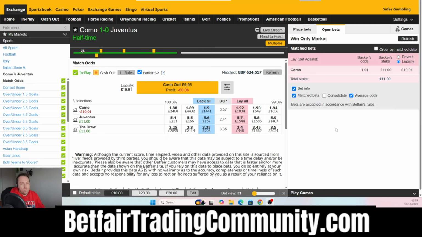If Como goes 2-0 up, there might be a spot where I want to lay them at, say, 1.33. Just because I think Juventus might get a goal back. We might be able to kind of get out of our trade without much damage done.